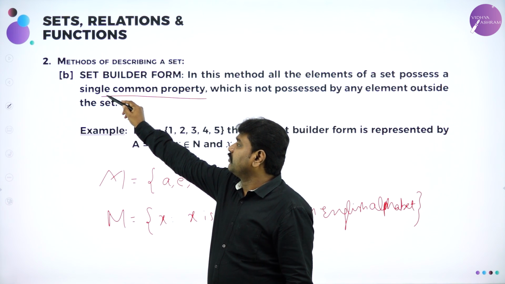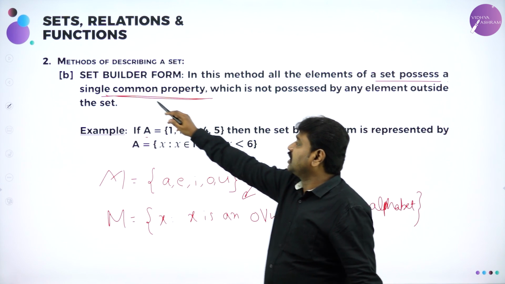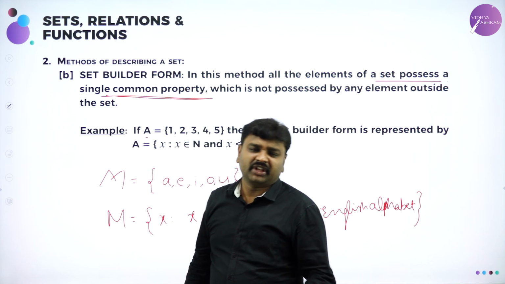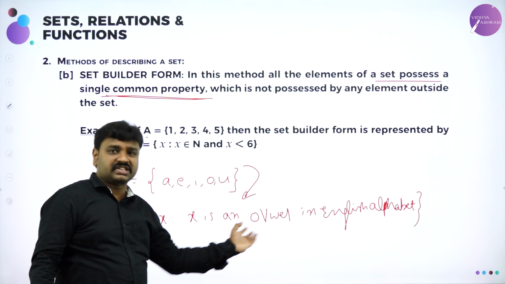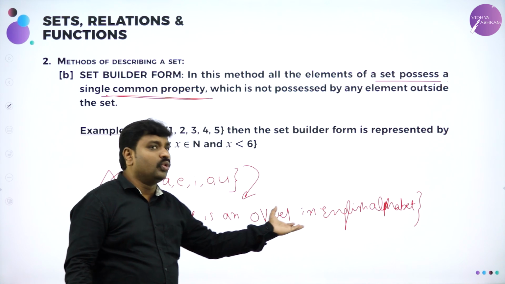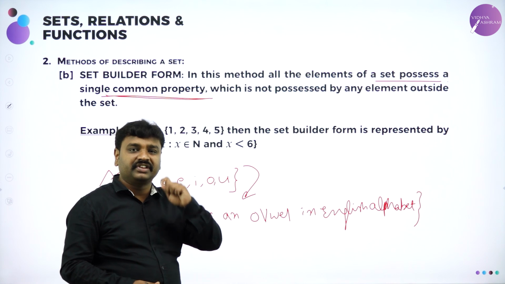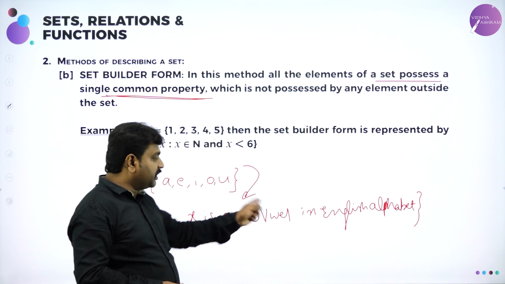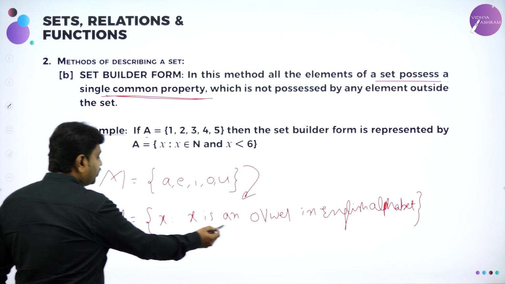So in set builder form, we'll write the single common property possessed by the elements. Every element possesses a single common property. That property we will describe, or we will write the rule obeyed by the elements. We will not write the elements. That's why we call it set builder form. Using this, we can build a set in roster form. So using this explanation, you can build the set.